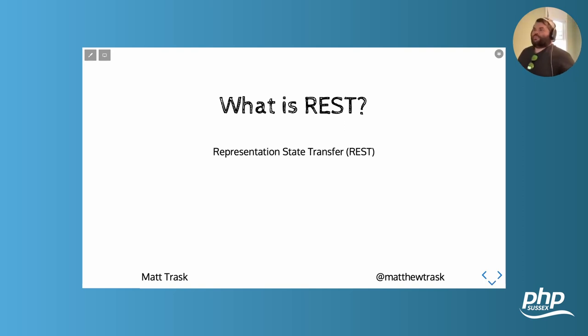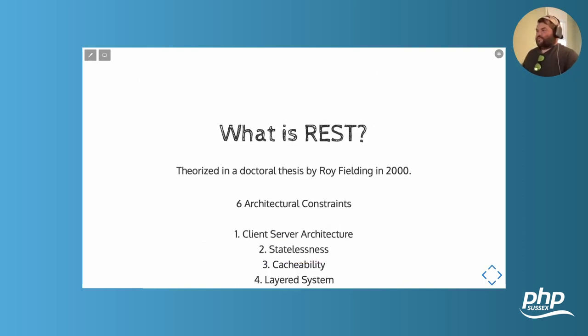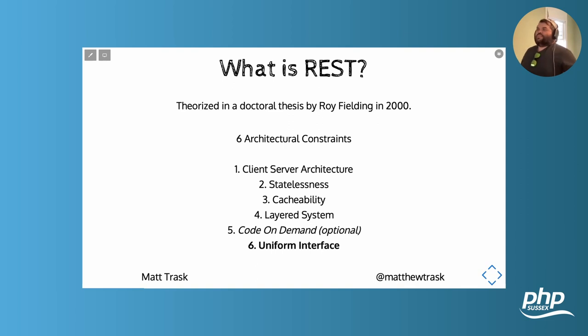So like I said, REST is representational state transfer. It is theorized in a doctoral thesis by a gentleman named Roy Fielding back in 2000, and it has six architectural constraints to it. One is that there's a client-server architecture, so there's a client and a server generally separated from each other, but with monolithic applications that we're building today, it all builds back together. Generally you have a client who can make a request to a server to get data, and the server will send it back to your client.